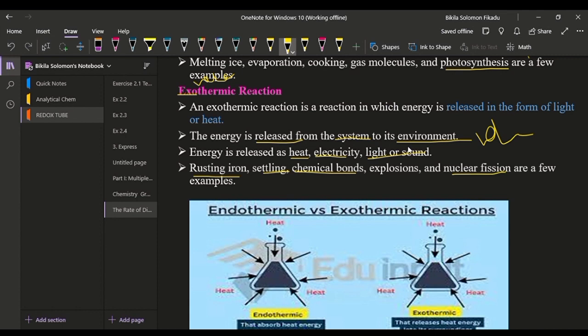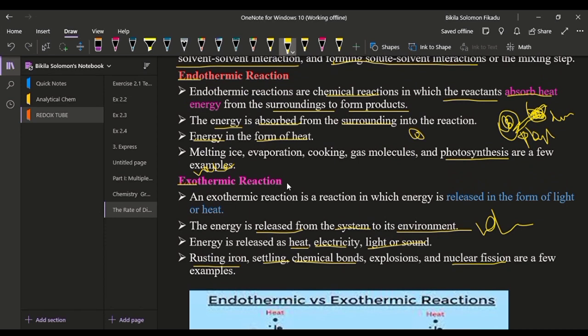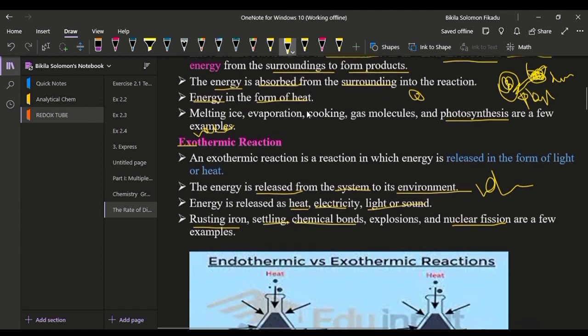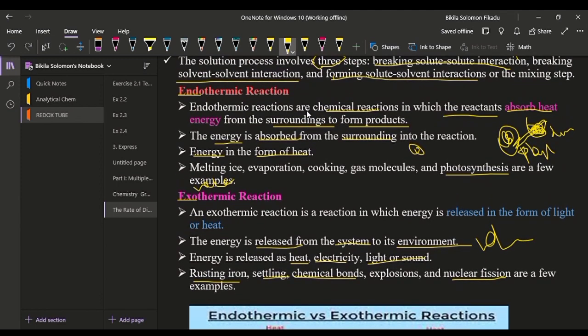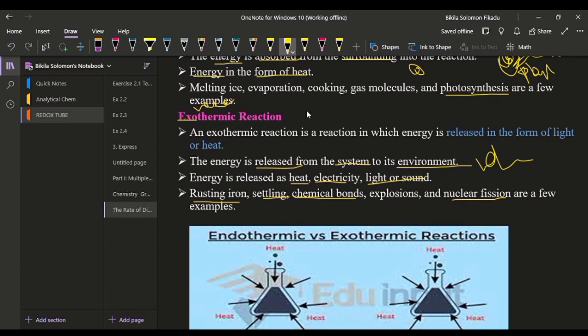So the difference between endothermic and exothermic reaction is that in endothermic reaction, it absorbs heat energy from surrounding to form products, for example photosynthesis. The other one is exothermic reaction. It releases energy in the form of light or heat, and it is energy released from system to environment. So the examples of exothermic reaction are chemical bond as well as nuclear fission.